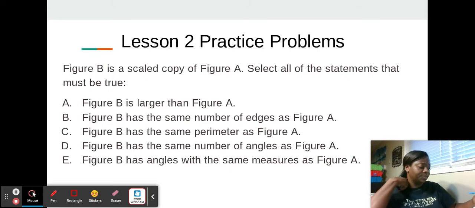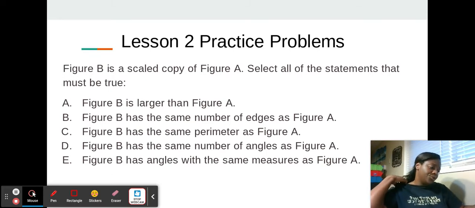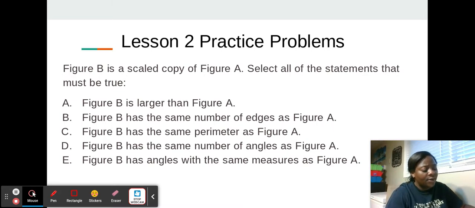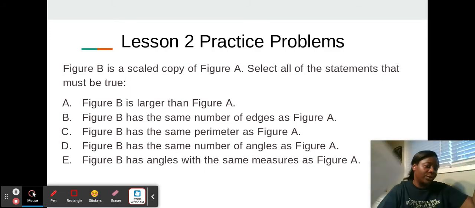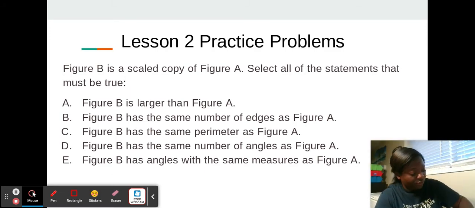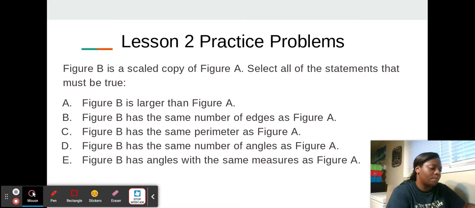All right, let's look at this. What must be true? A says figure B is larger than figure A. Does that have to be true? No, because it can always be smaller. We literally just saw one. The copy was smaller than the original, so A doesn't have to be true. So put a line through it.